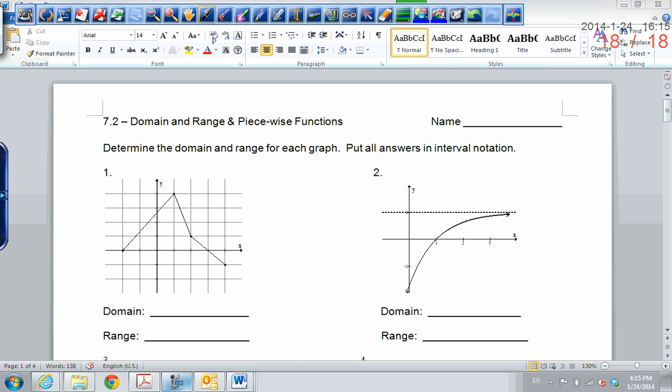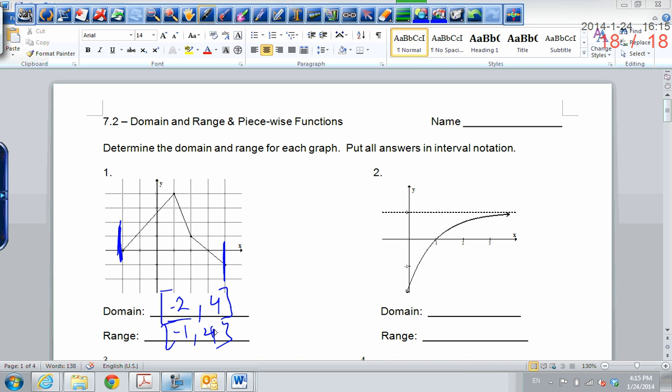As far as domain and range goes, domain goes from left to right, so we're looking at the leftmost point, the rightmost point. So from -2 to +4. Now, you got to remember that we either use parentheses or brackets. Anytime we have closed circles like this, we got to use brackets. Same thing for range, so bottom to top, we're going from -1 to +4, bracket and bracket.